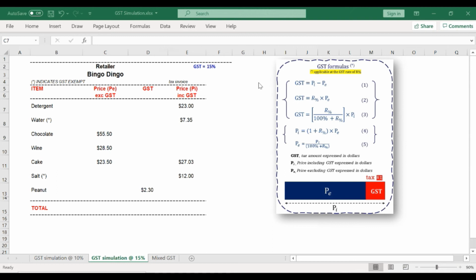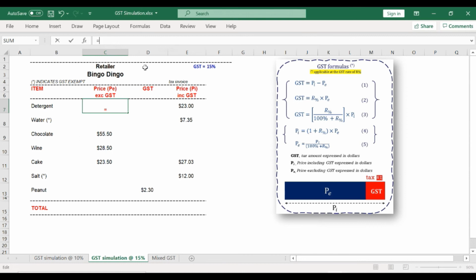So let's get started with the detergent. Here, we have to calculate the price excluding GST, which is cell C7. And to do that, we need to reuse equation number 5. It states that if I simply divide $23, being the price including GST, by 100% plus the rate itself, then I will get the price excluding GST. So let's go ahead and reflect that formula in cell C7.